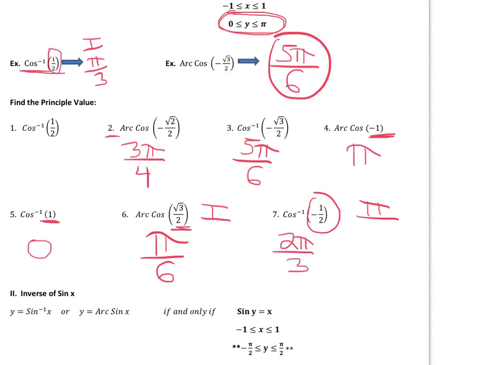So another way to look at it, you only get one answer, and you're only looking at the top two quadrants. Now that's just for inverse cosine. On the next two videos, when we do inverse sine and inverse tangent, it's going to be a little bit different.